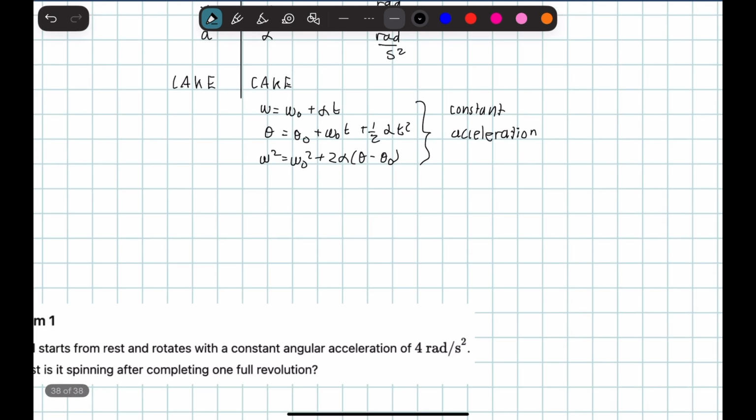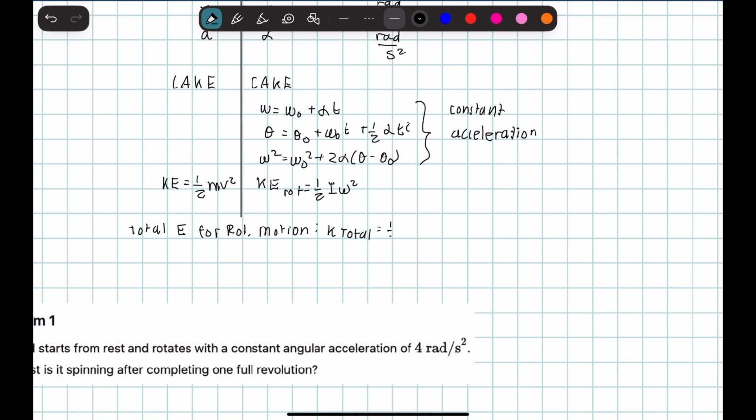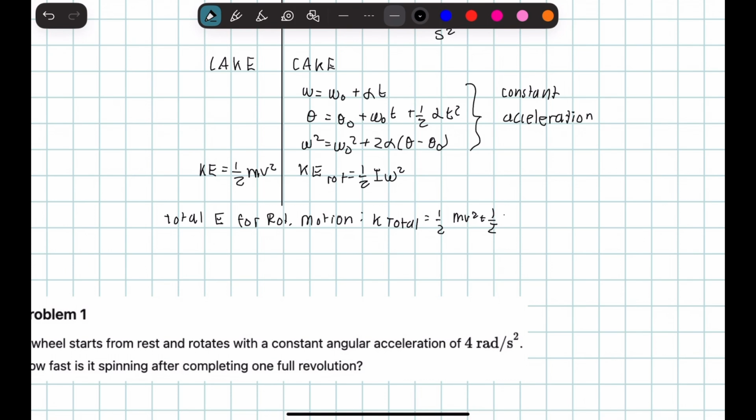And let's also do kinetic energy. Your rotational kinetic energy is going to be K rotational is equal to 1/2 I omega squared. Translational kinetic energy is equal to 1/2 mv squared again. And then connecting these, the total energy for rolling motion that we've seen before is K total is equal to 1/2 mv squared plus 1/2 I omega squared.